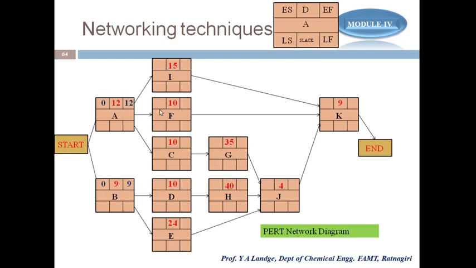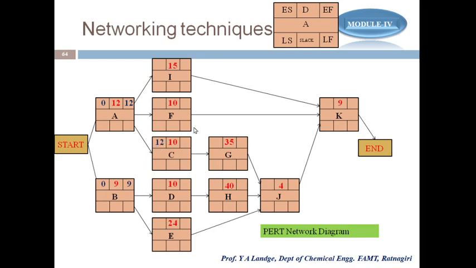Okay, so similarly we draw this one. Now for the activity C. For the ES, what is the earliest start for C? For the earliest start of C, what is the predecessor? The predecessor is A. What is its earliest finish? It is 12. That's why for C the earliest start time is 12, because once A is finished, only then C starts. So I can make it 12 here.